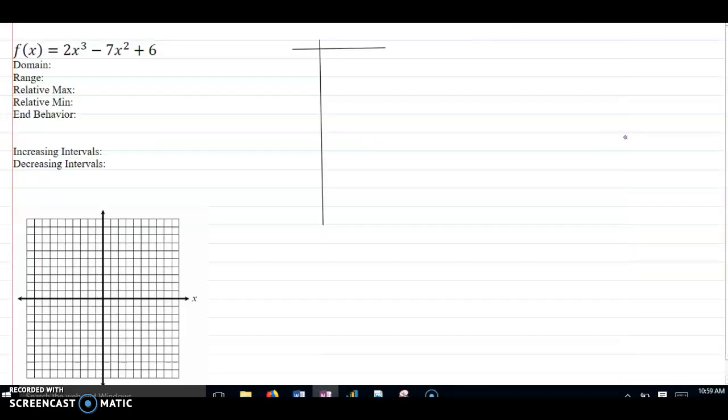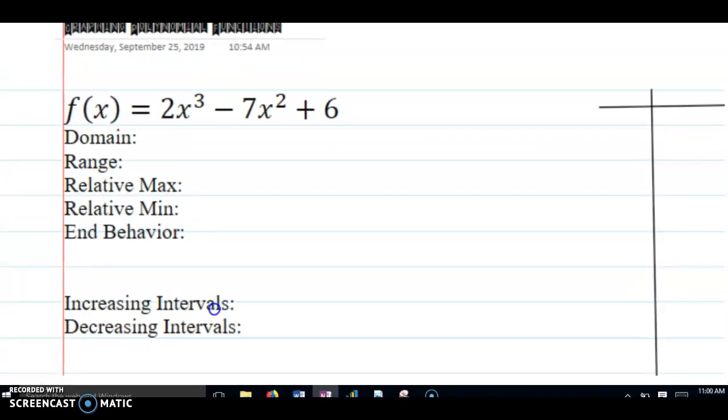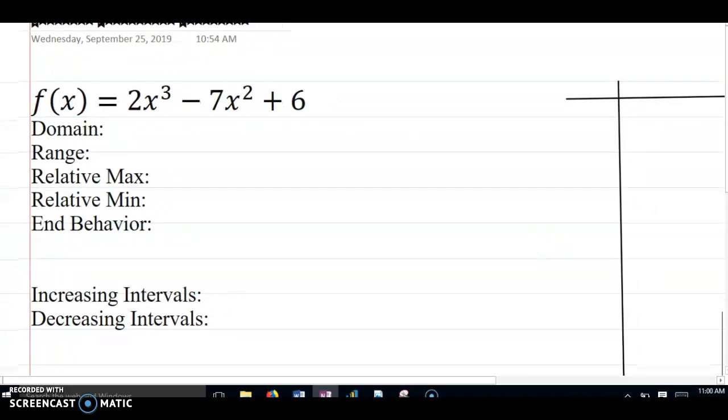In this video, we're going to learn how to graph a polynomial function. In this case, this graph is a cubic function. So we first want to observe what our end behavior is going to be.